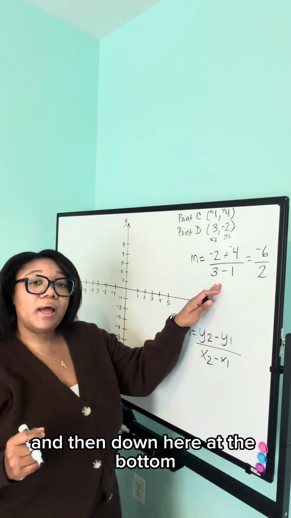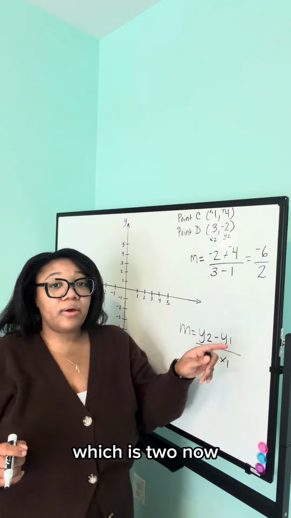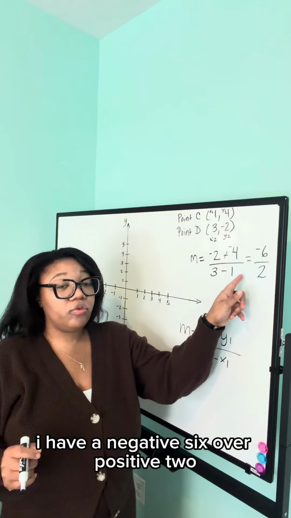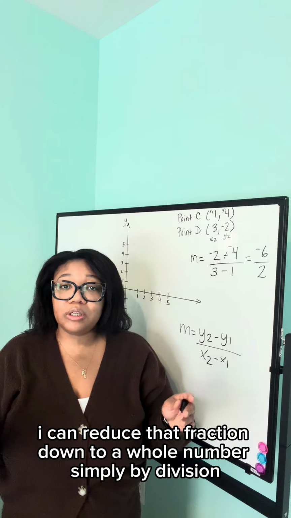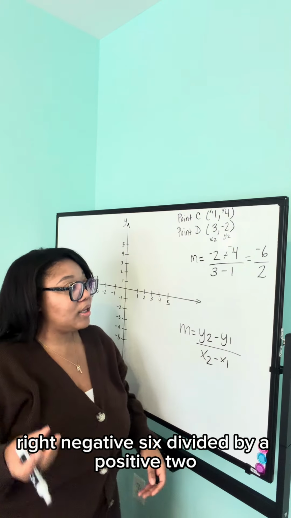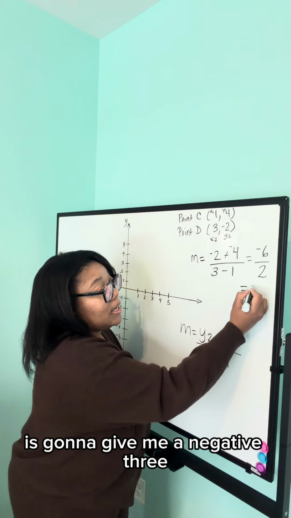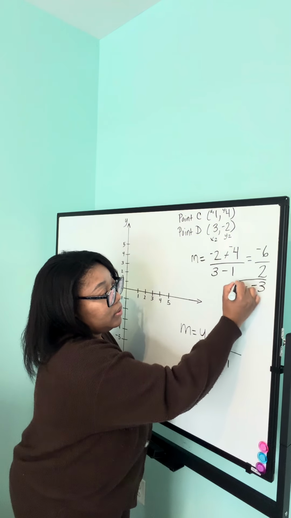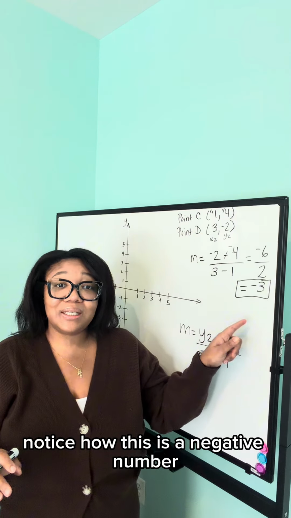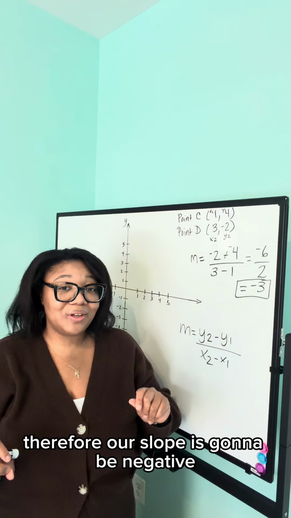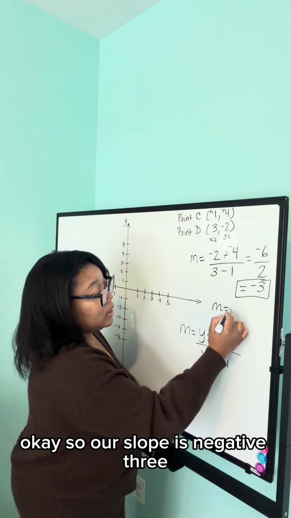And then down here at the bottom, we have a simple 3 minus 1, which is 2. Now, I have -6 over +2. I can reduce that fraction down to a whole number simply by division. -6 divided by +2 is going to get me -3. So this is going to be our slope. Notice how this is a negative number, therefore our slope is going to be negative. Okay, so our slope is -3.